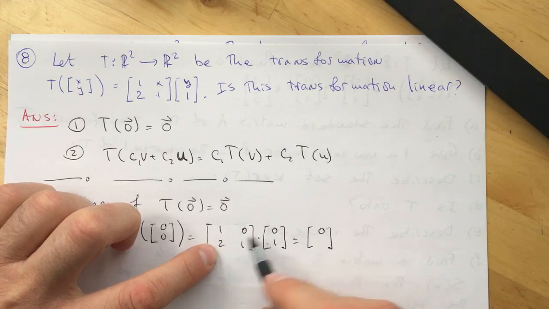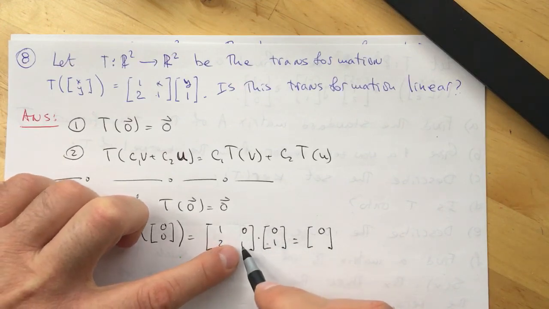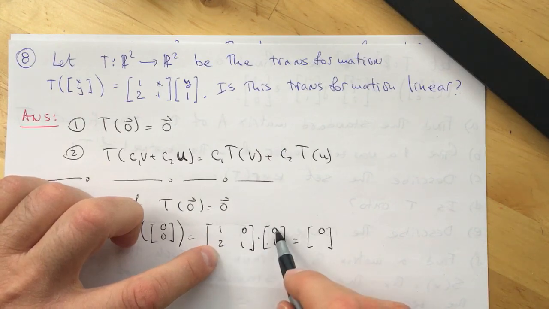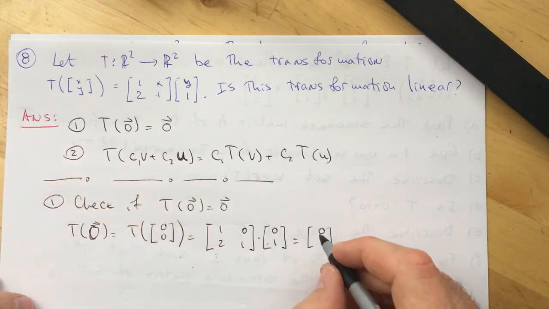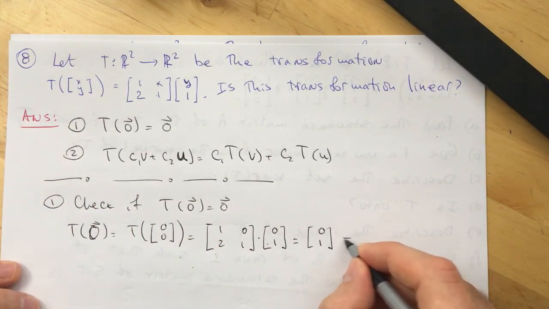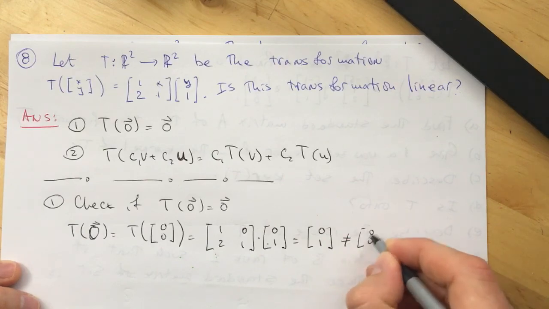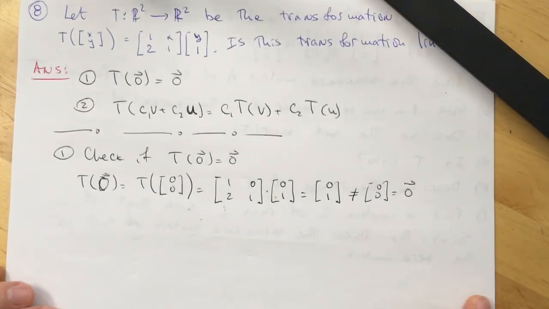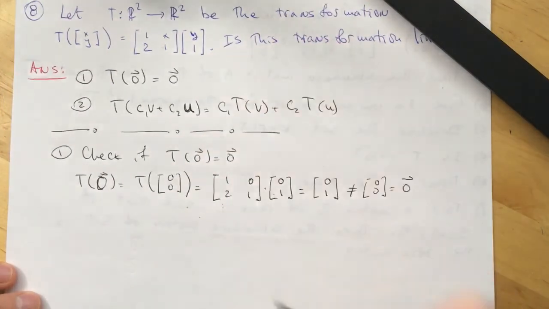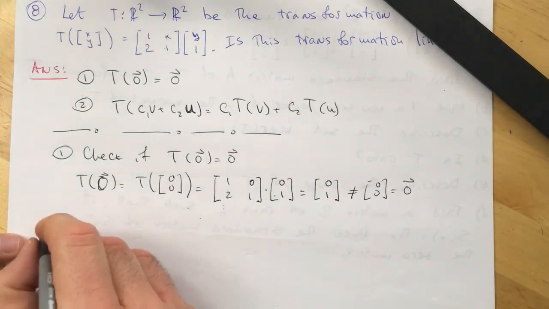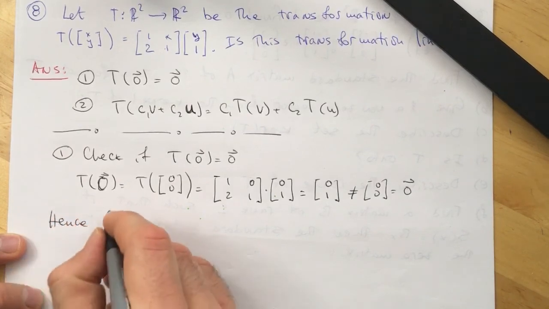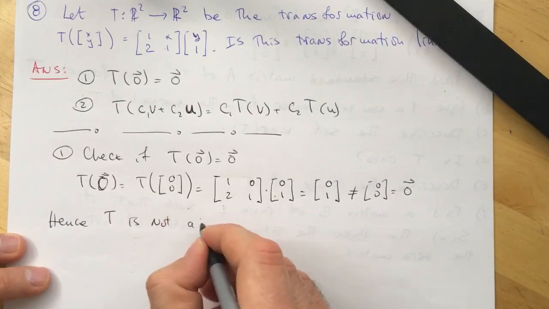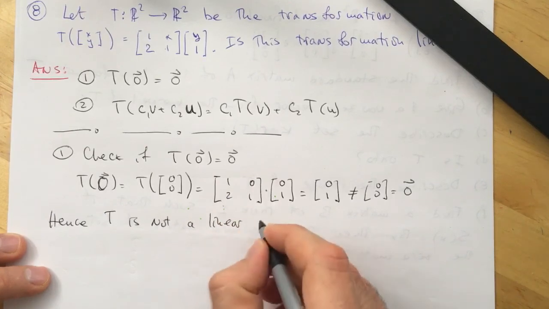And 2 times 0 is 0, plus 1 times 1 is 1, so 0 plus 1 is 1, which is obviously not equal to the 0 vector. Hence, since one of these two conditions is not satisfied, T is not a linear transformation.